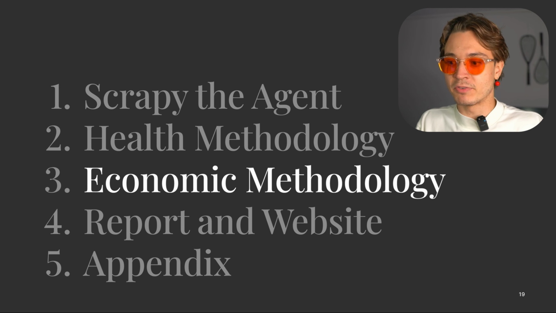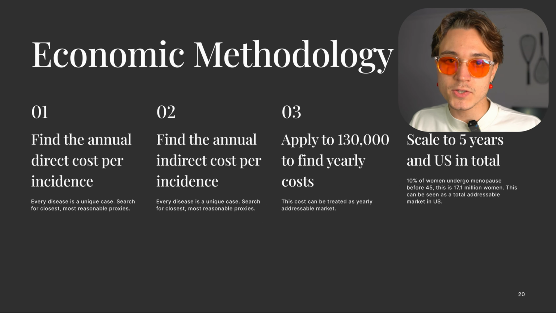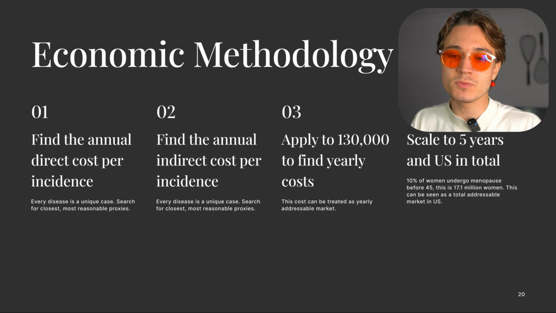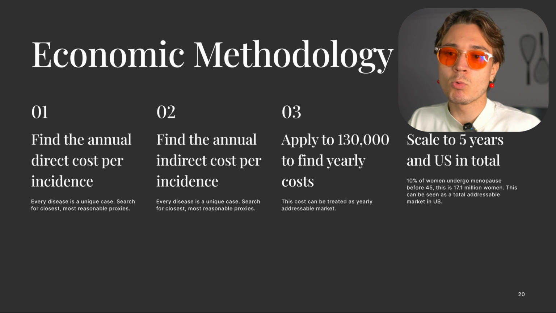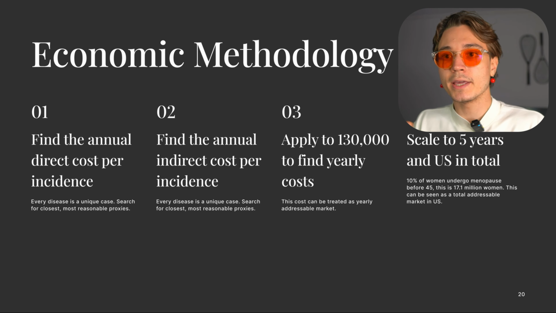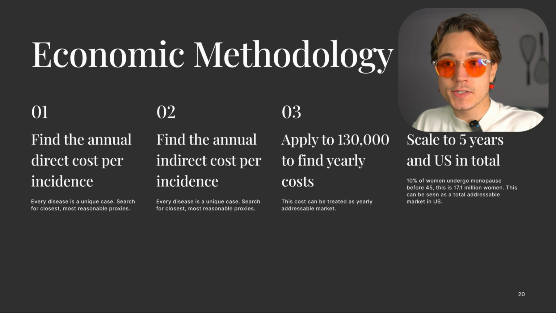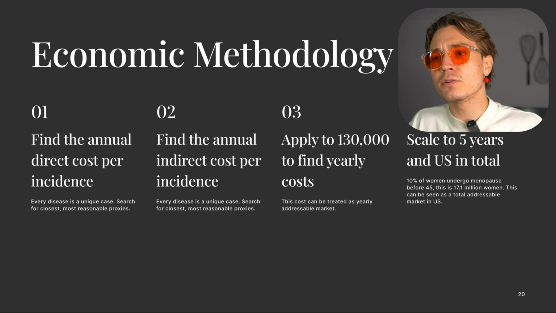Now let's talk about economic methodology. Once again, there are 4 parts to it. The first part is finding the annual direct cost per incident. And once again, it's more of a witchcraft than science, but you always want to go for the best proxies, and we document that directly in our report. Second, we want to find also indirect costs. So if direct cost is something like medicaments and direct medical bills, indirect cost would be a loss of productivity, absenteeism, presenteeism. Then we take the net effect for 130,000 women and we multiply them by the annual direct and indirect cost to get the yearly cost, and you can perceive it as the yearly addressable market.